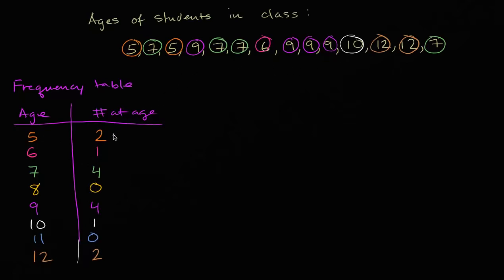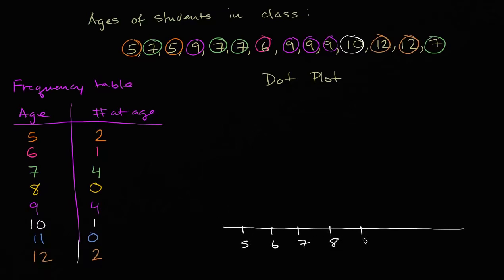Now, a way to visually look at a frequency table is a dot plot. So let me draw a dot plot right over here. In a dot plot, we essentially just take the same information and think about it the same way, but we just show it visually. We have the different age groups, so 5, 6, 7, 8, 9, 10, 11, and 12. And we use a dot for each student at that age.